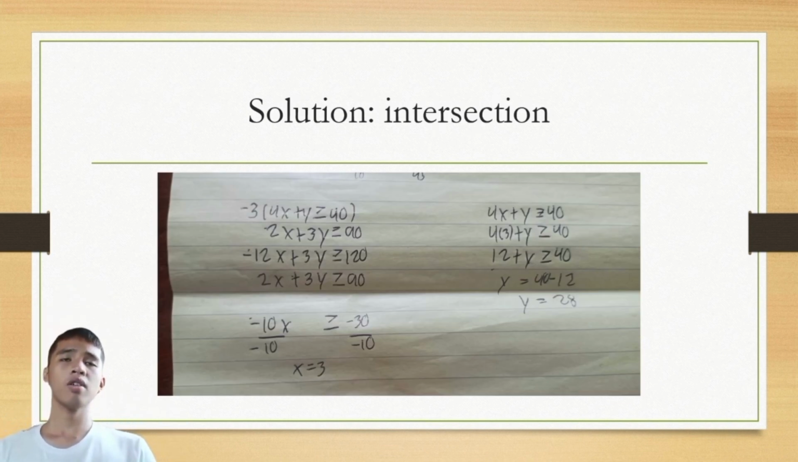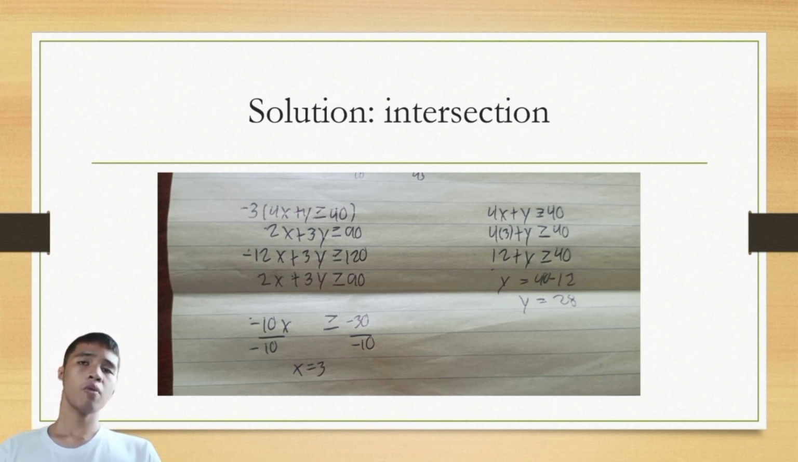Now let's solve for the intersection on the graph. On our first constraint, 4x plus y is greater than or equal to 40, we want to remove the y from the equation, so we can multiply by negative 3. The result will be negative 12x minus 3y equal to negative 120, added to our second constraint, 2x plus 3y equal to 90. So we have the final answer of x equal to 3.